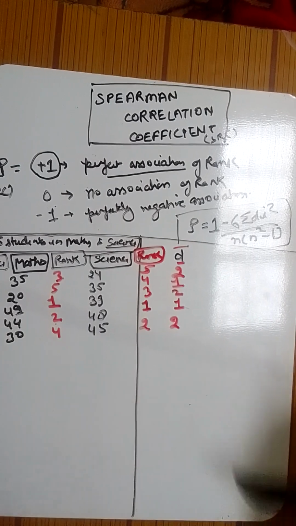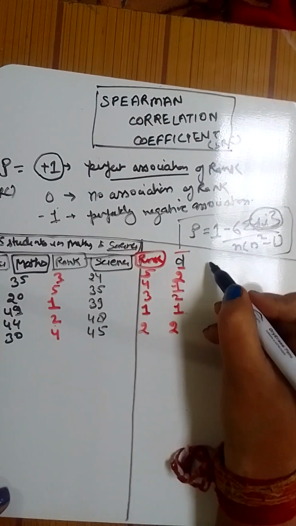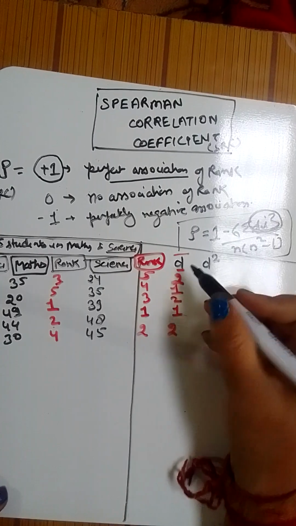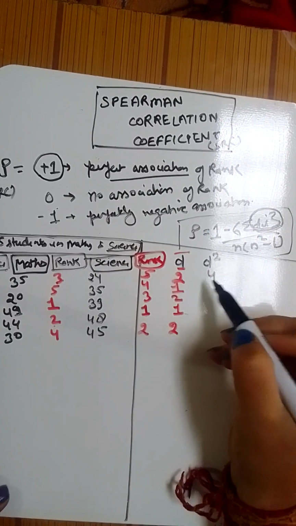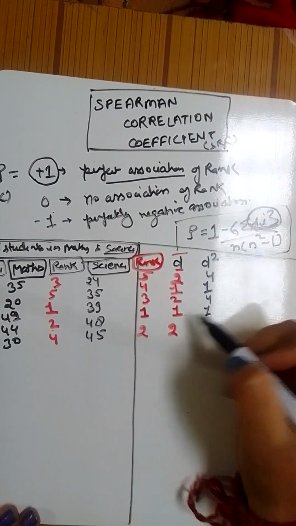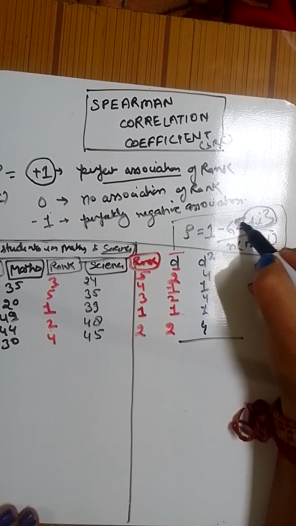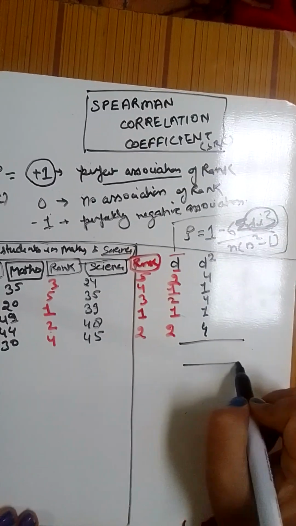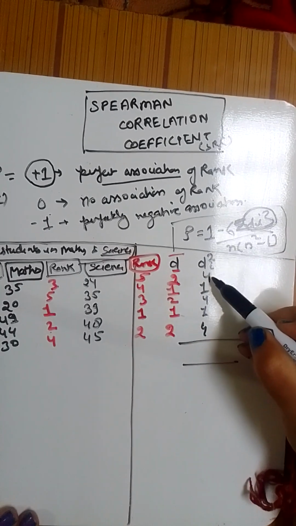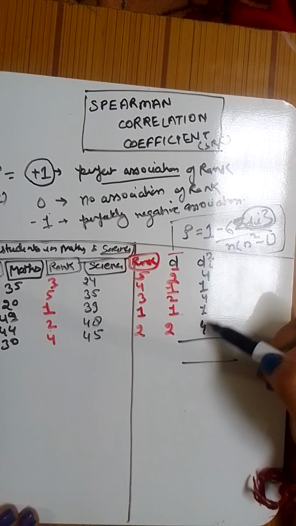Now as we can see in the formula, we have to calculate di square. So what we have to do here, we'll square each of these. 2 2s are 4. 1 square is 1. 2 2s are 4. 1 square is 1. 2 2s are 4. So now what we'll do? It is saying summation. This sign is used for summation. So if we sum this, it will be the sum of di square. So what is the summation? 4 plus 1 is 5, 5 plus 4 is 9, 9 plus 1 is 10, 10 plus 4 is 14.